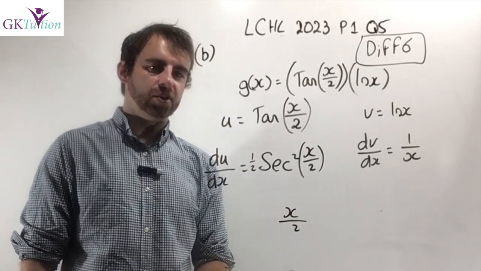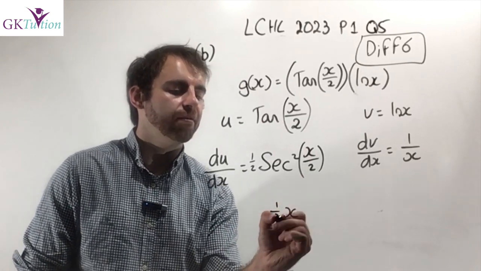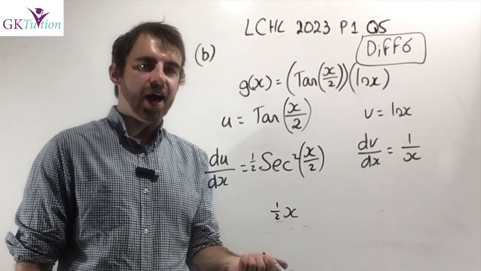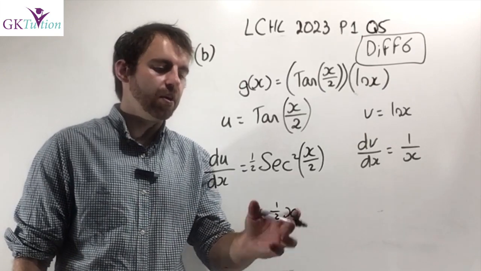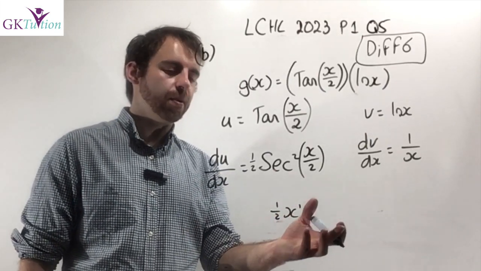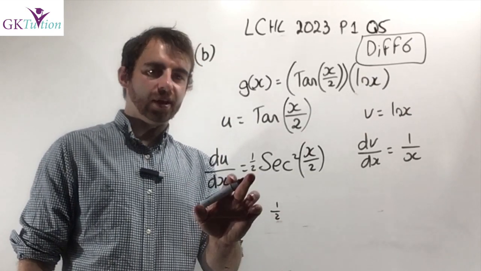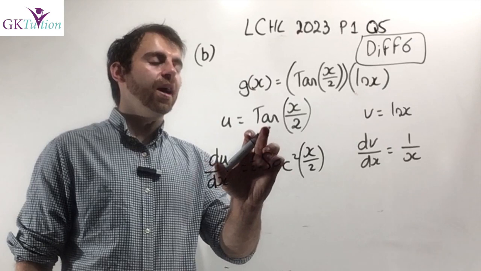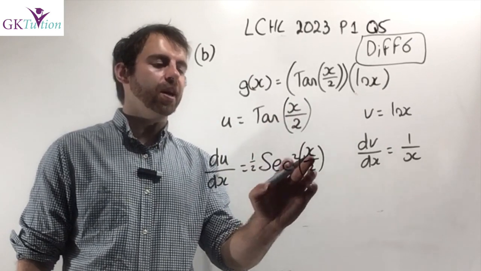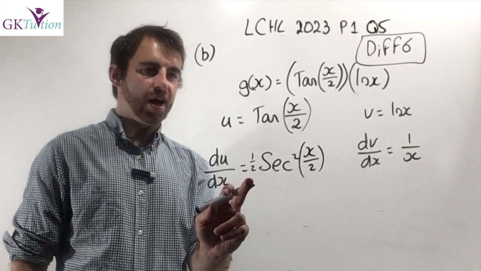If you have x over 2, the way you should view x over 2 is the same as a half x. And if you differentiate a half x, you obviously just get a half. You know, you have x to the power of 1, the 1 comes in front, and it becomes an x to the power of 0. So the derivative of a half x is just a half. So that's where this half comes from. Tan of x over 2 becomes sec squared x over 2, and then you multiply by the derivative of the angle, which is a half.